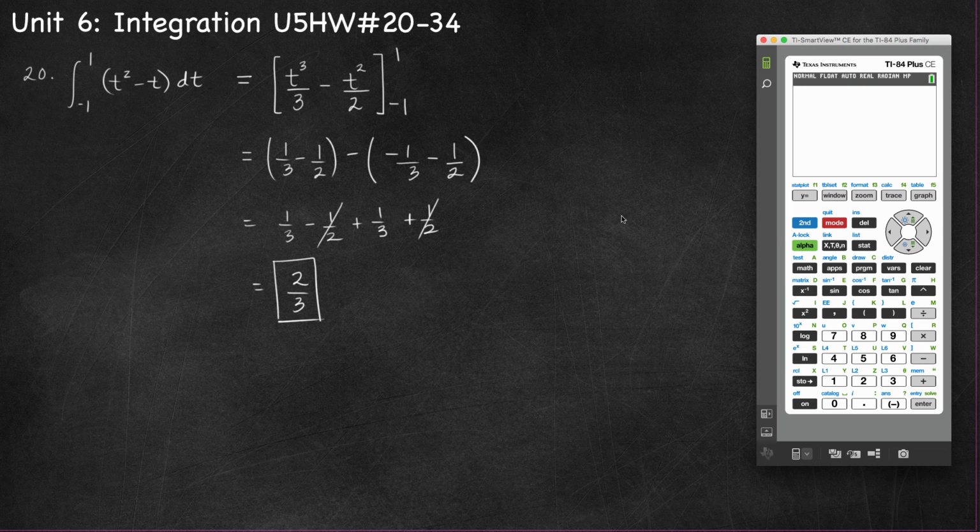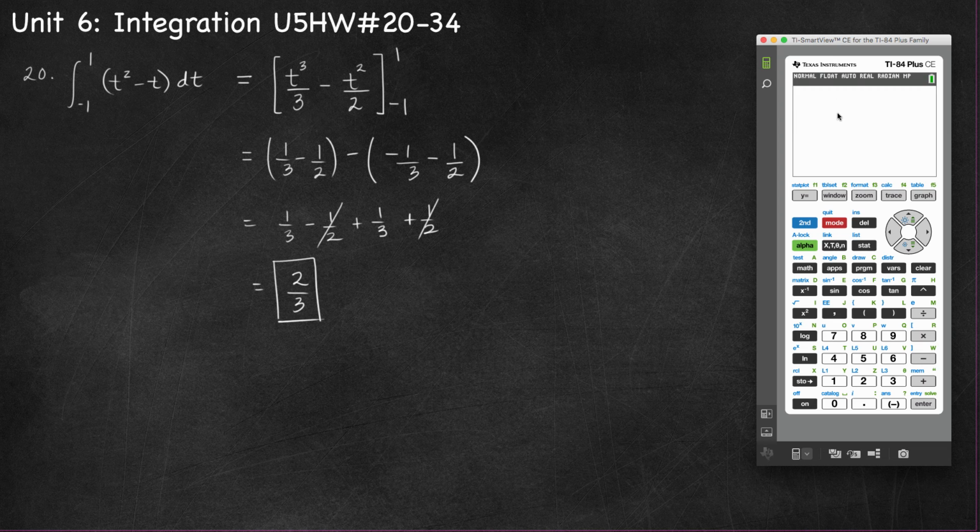Now we can check our answer on our calculator using Math 8. So what I'm going to do is enter my equation that I want to integrate in y1. So that would be my t squared minus t. Now you don't have to do that step. You don't have to enter your equation in y1. It's optional. So I'll show you two different ways.